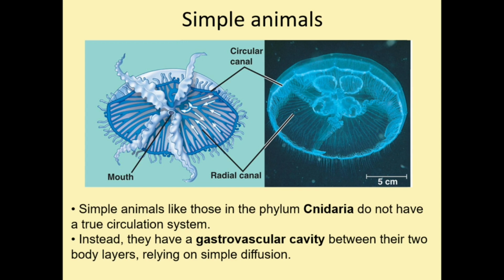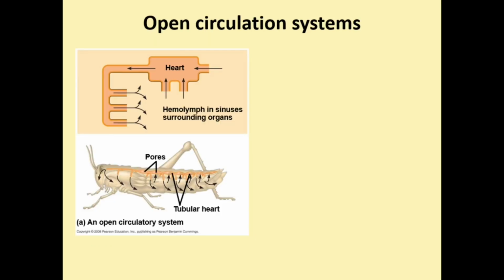So diffusion only really works if you've got a very, very thin layer of tissue. It's the same principle that we talked about in the previous session where we looked at gas exchange. So when you want to be a larger animal, or you want to have a more complex lifestyle, so you want to be able to move of your own volition.